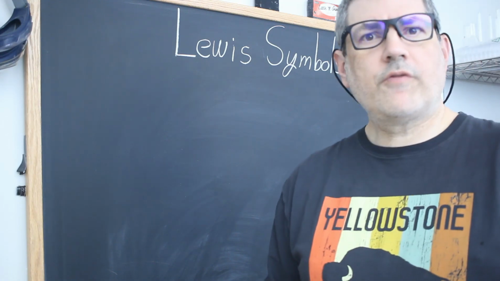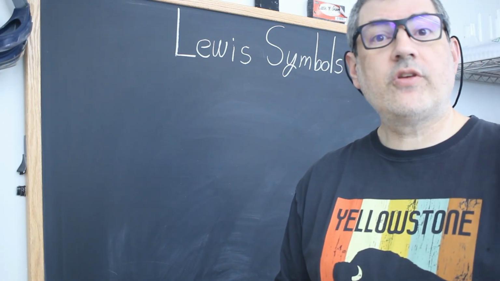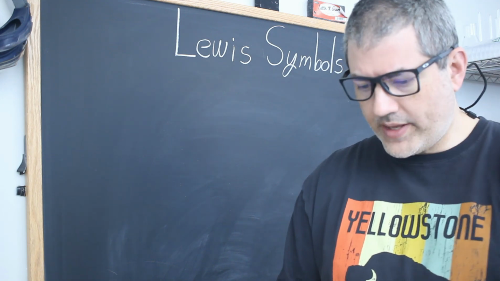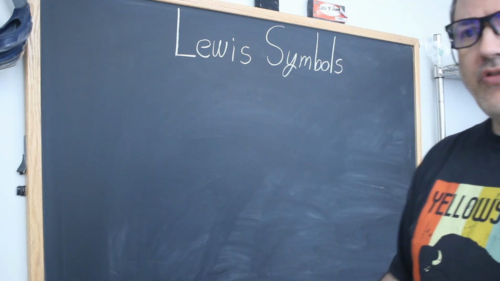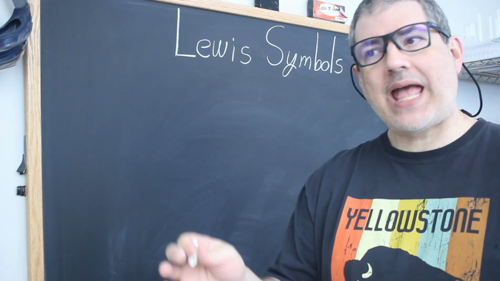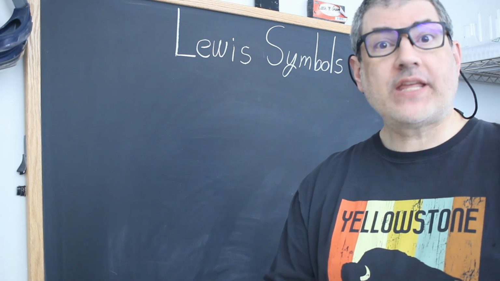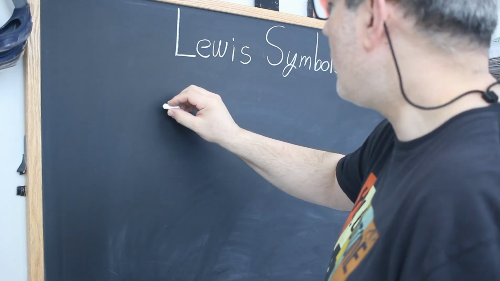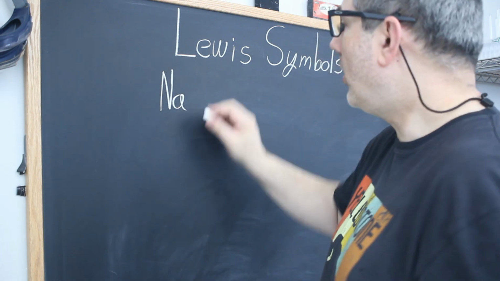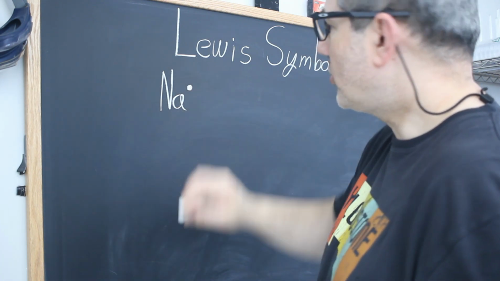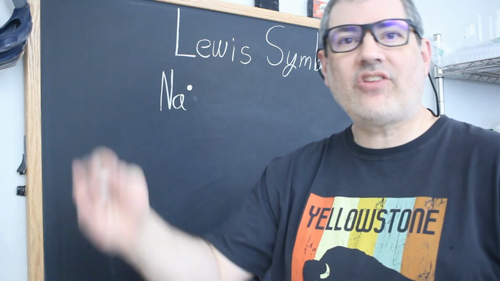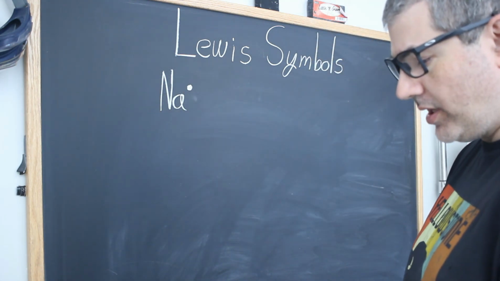I want to go over a few concepts of Lewis symbols and Lewis structures to help you prepare for tomorrow's quiz. So with Lewis symbols, we represent the valence electrons, the outer s and p electrons of a given atom. So for example, sodium is in group 1. So we represent that with a single dot, which represents the s electron within sodium.